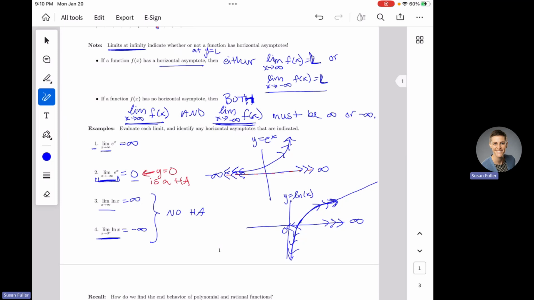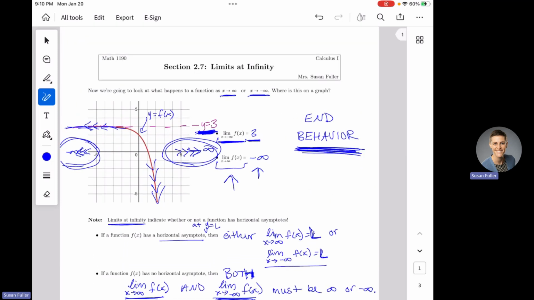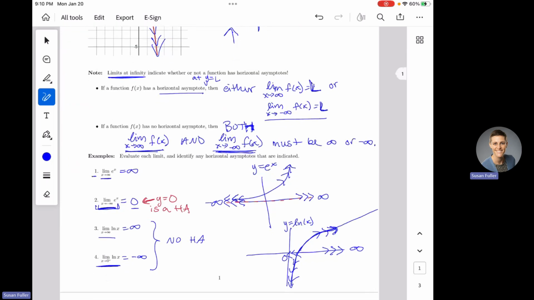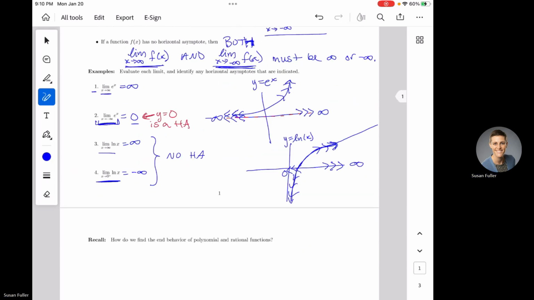Okay, so that's what an infinite limit at infinity is. It's as x goes to infinity or negative infinity. And now we know graphically what that looks like. We are looking way off to the right as x goes to positive infinity, or way off to the left as x goes to negative infinity.